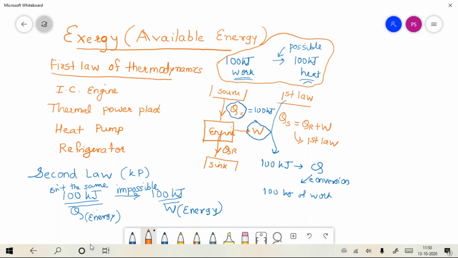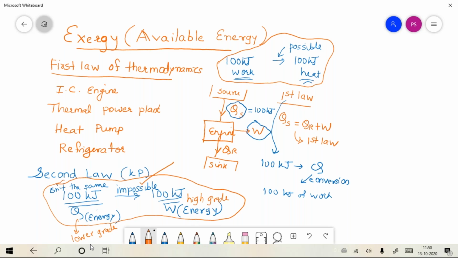But if you think of 100 kilojoules of heat, can we convert that to 100 kilojoules of work? Even theoretically this is not possible. Even theoretically this is impossible. Meaning that this heat has to be of a lower grade, and this work has to be of a higher grade. So work is a high grade energy.